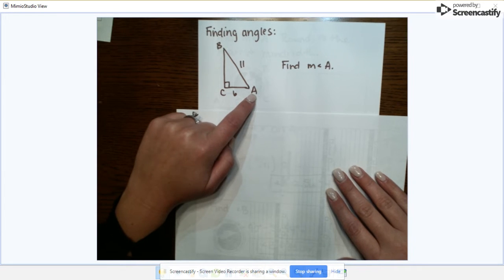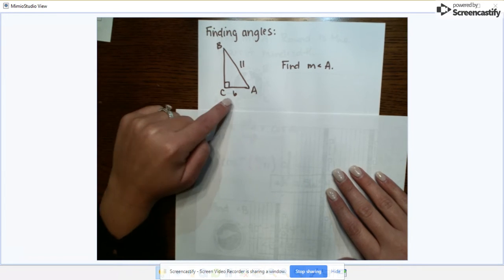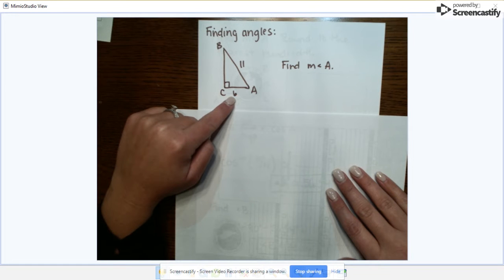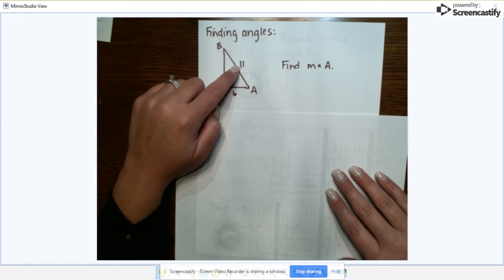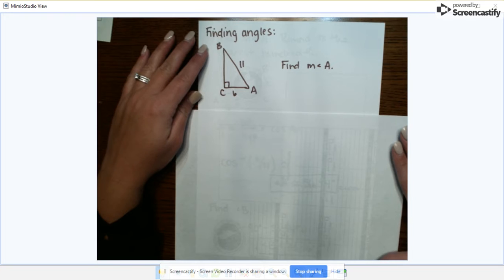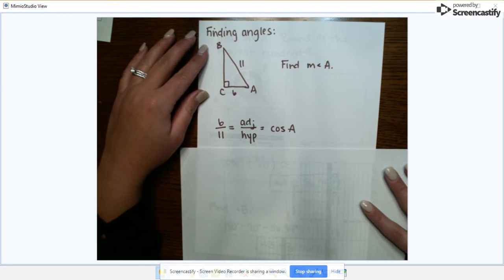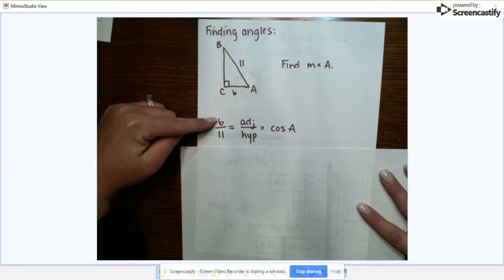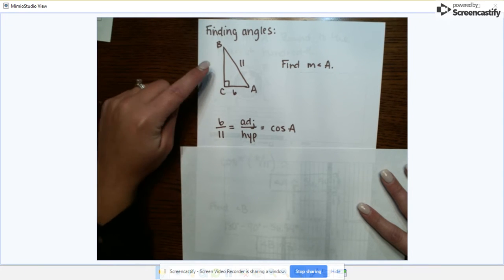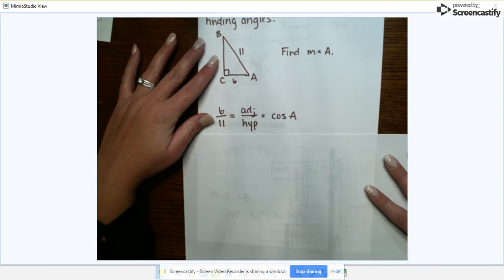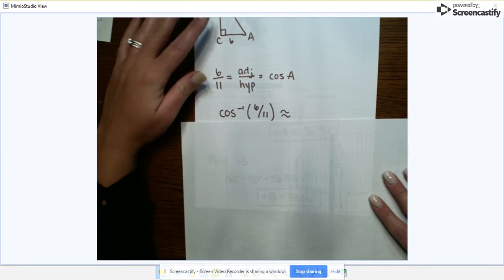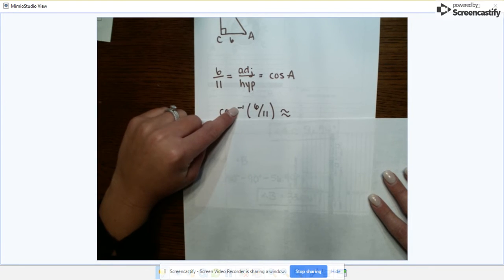We're still going to have to decide which trig function to use. So side length 6 is the adjacent side, 11 is the hypotenuse. So adjacent and hypotenuse are cosine. So adjacent over hypotenuse would be 6 over 11. In order to find this angle, we're going to have to use what we call the inverse. And it looks like cosine to the negative 1 power. That's what we call the inverse, and it's used to find those missing angles that we're looking for.